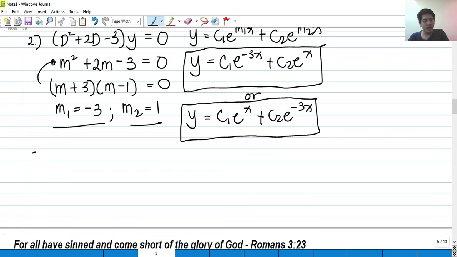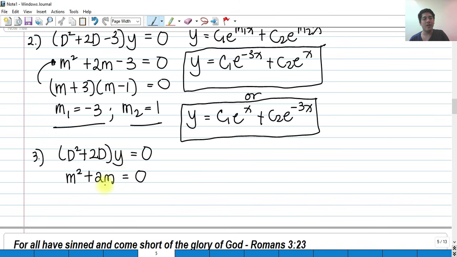For number 3, let's try another one. We have d squared plus 2d multiplied by y is equal to 0. Take note that this is already in differential form. We need to convert this into an auxiliary equation. So m squared plus 2m is equal to 0. Finding the roots of this, I can factor out m. We have m times m plus 2 is equal to 0. As you can see here, m sub 1 is equal to 0, and another root, m sub 2, is equal to negative 2.